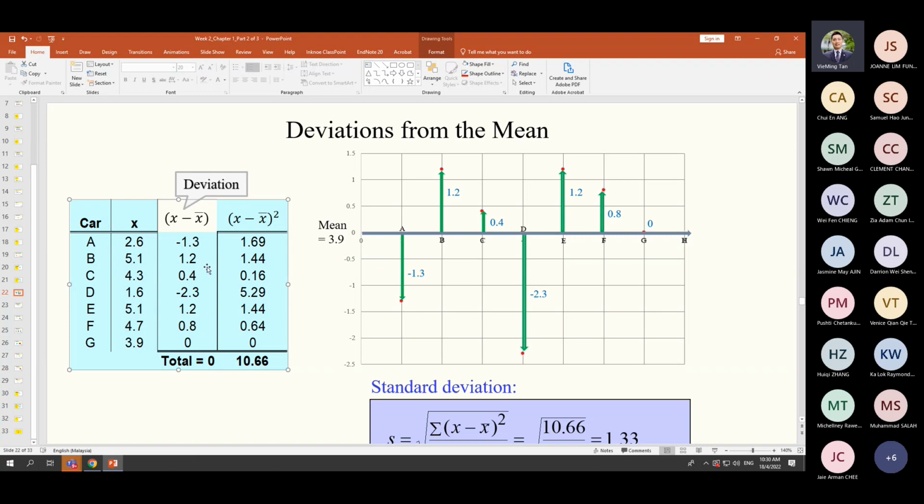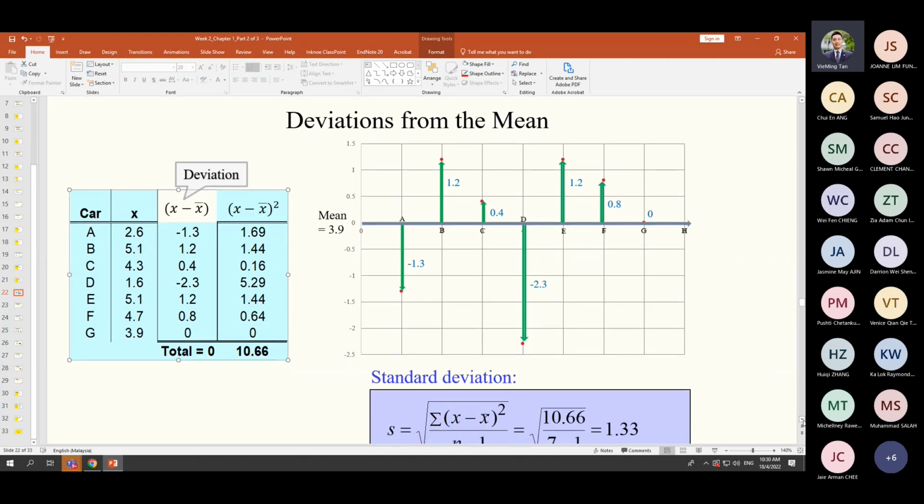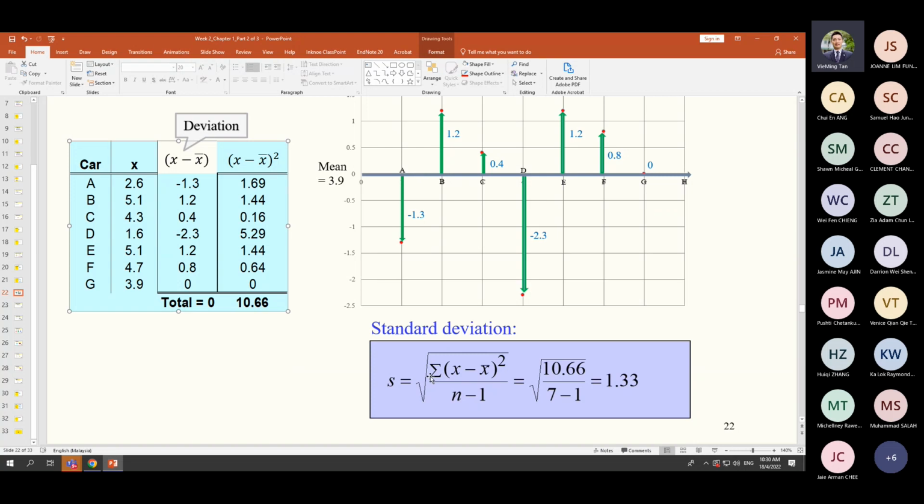Then we square all these differences. We get 1.69 for car battery A, and car battery G is 0. Total all these squared differences, you get 10.66. So 10.66 is the numerator part, then divided by the sample size of the batteries minus 1, and square root the whole thing, you get 1.33. So this 1.33 is the average difference of the battery lifespan between the 7 selected samples and the mean. The average difference is equal to 1.33 years. This is how you get the answer, standard deviation 1.33.